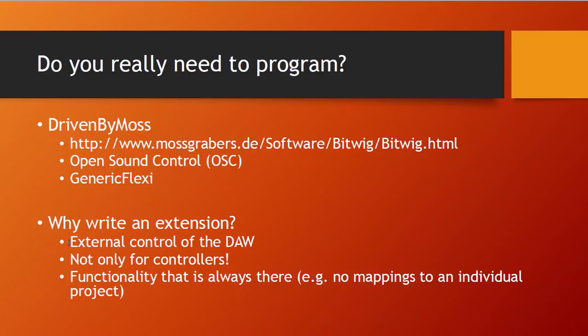And the important thing is, Bitwig also has the option to directly map buttons and knobs to specific functions, but this is only ever available for your current document or your current project. And with a script or extension, this functionality is always there when you start Bitwig.